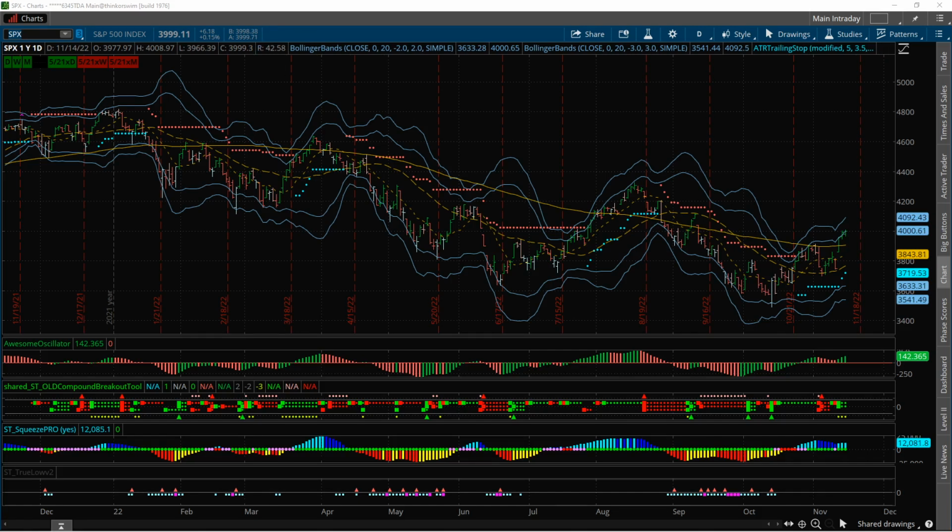The reason why I think this is an important setup to talk about is because it could be potentially starting to set up here on the indexes.